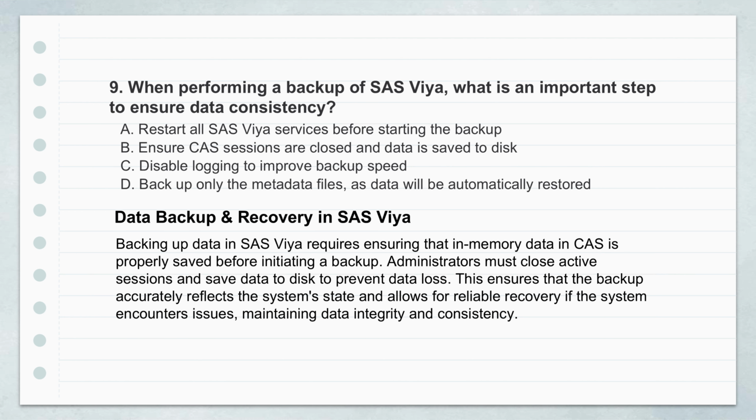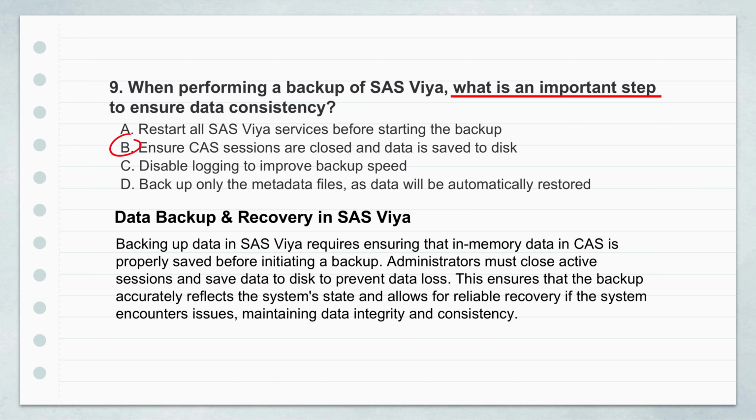Question 9 focuses on data integrity during maintenance. When performing a backup of SAS Viya, what is an important step to ensure data consistency? Options: restart all services, ensure CAS sessions are closed and data saved, disable logging, and backup only metadata. What's the critical thing to do before backing up? The important step is B, ensure CAS sessions are closed and data is saved to disk.